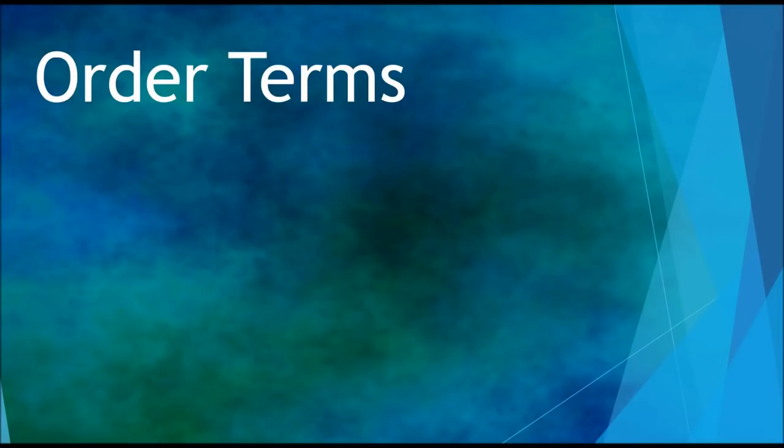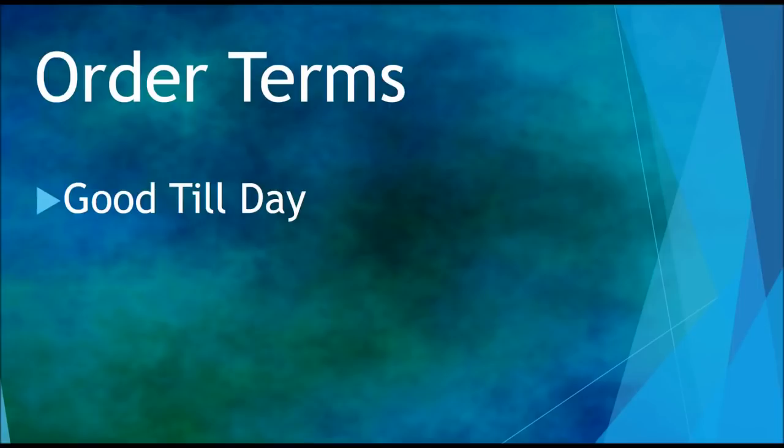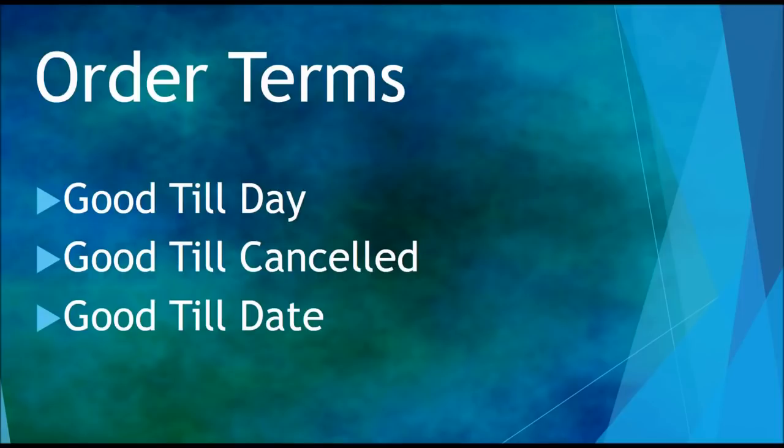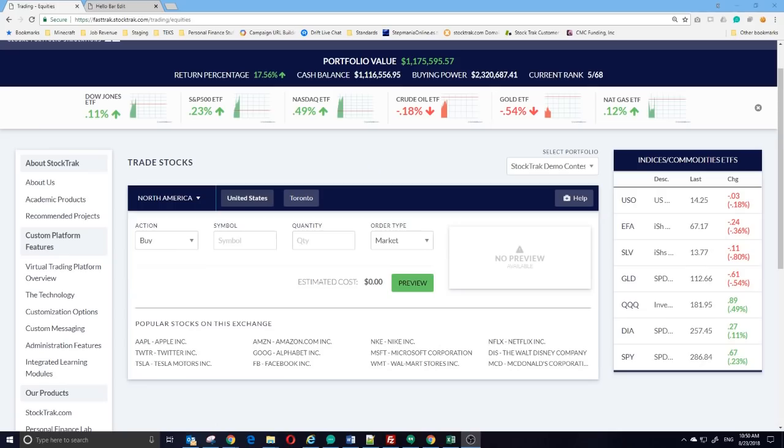There are 3 types of order terms. Good till day, which means this order will expire at the end of the current trading day. If you place this order after the market closes, it will expire at the end of the next trading day. Good till canceled means that this order will stay open until you manually cancel it or it executes. And good till date means that this order will stay open until it executes or the date that you specify has passed. You can use any of the different order terms with any of the different order types except for market order. Market orders will always expire at the end of day.